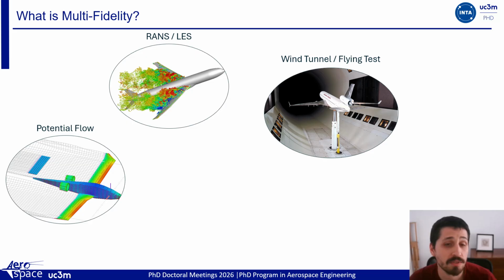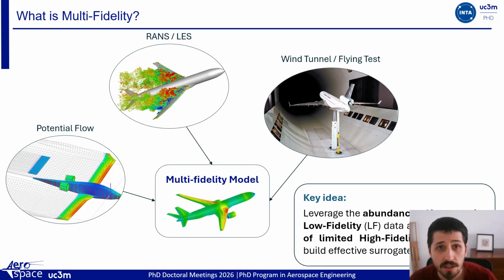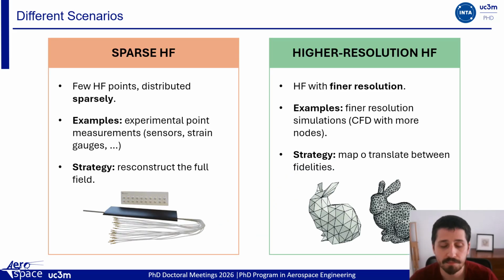However, as fidelity increases, the cost of acquiring the data grows a lot. The core idea of a multi-fidelity model is to exploit the strengths of different fidelity levels, combining the abundance of low fidelity data with the accuracy of high fidelity data.